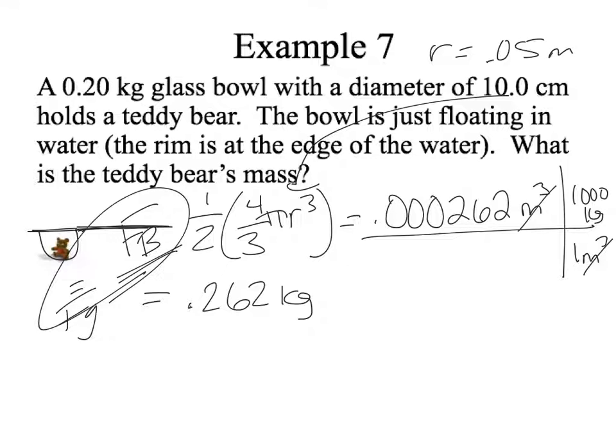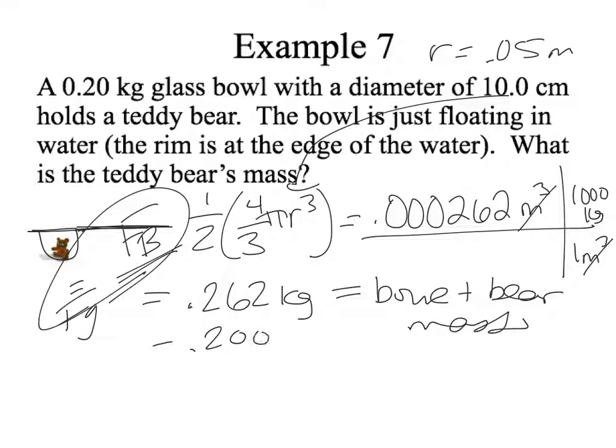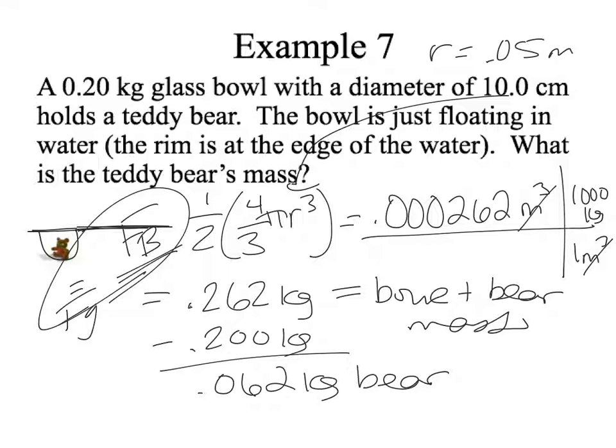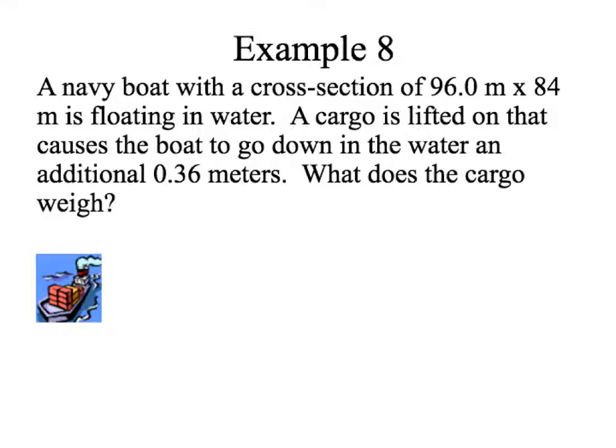Now, because I can make this equality, what I basically can say is that this has to be the bowl plus the bear mass as well, right? Because it's floating. And so I subtract out the bowl, and the bear must weigh that. Okay, so you're going to be doing this in homework a lot, lots of different items, but that's basically it. So we're going to do a couple other questions here where we have a cross-sectional little boat.